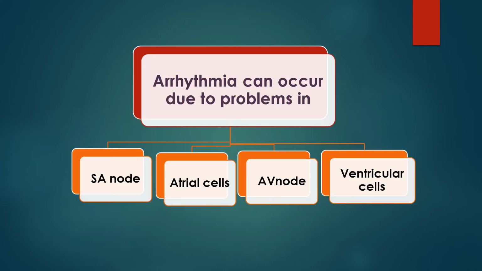Now that we have learned about the action potential, we can very well guess where the arrhythmias can occur. They can occur due to a problem at where? The SA node, or at the atrial cells, or the AV node, or the ventricular cells, right?